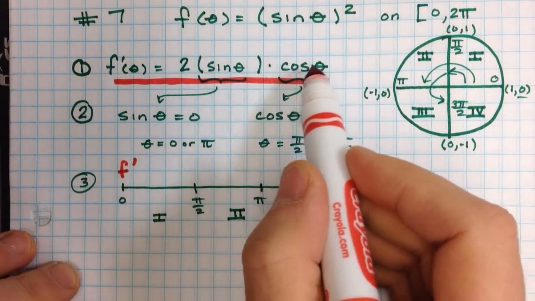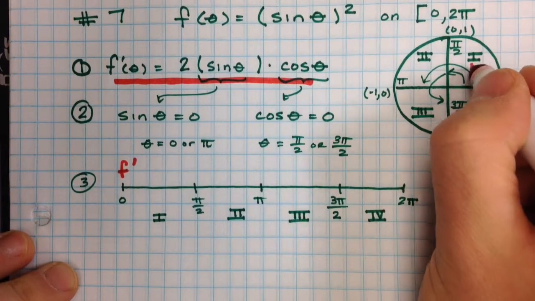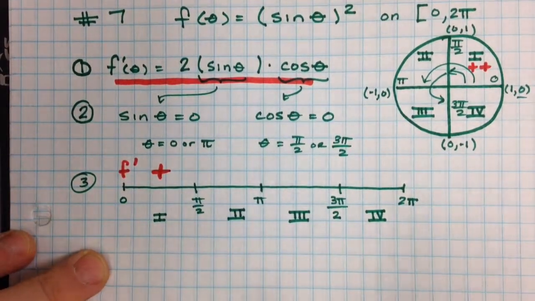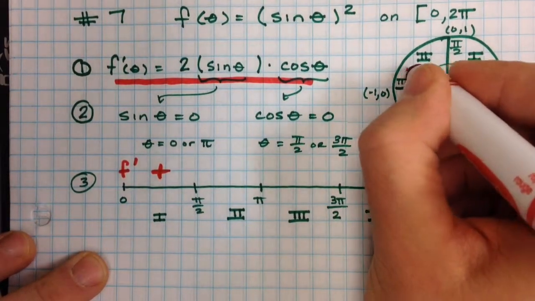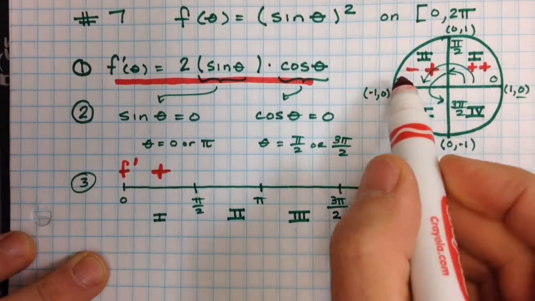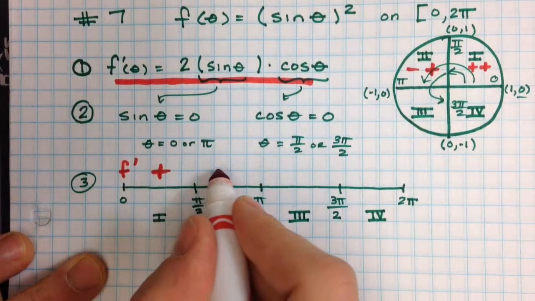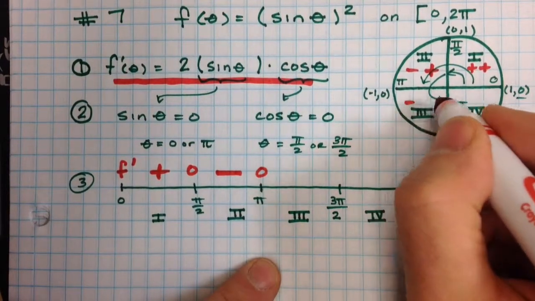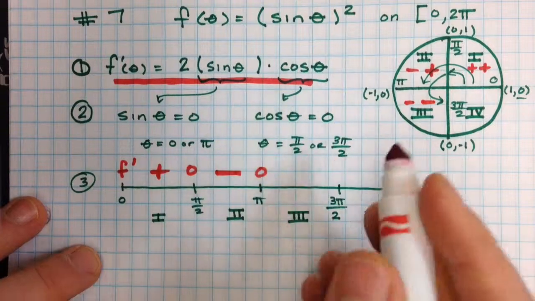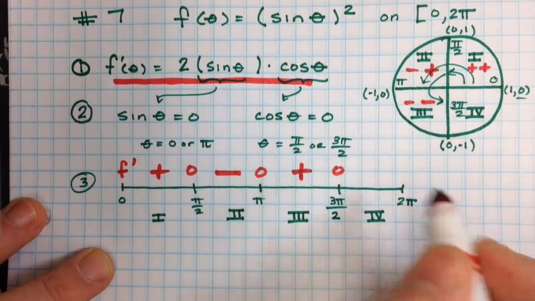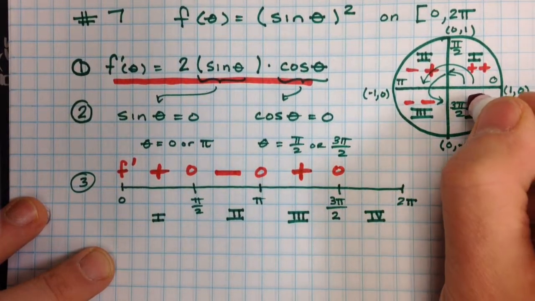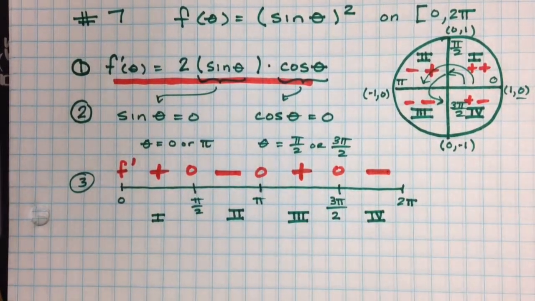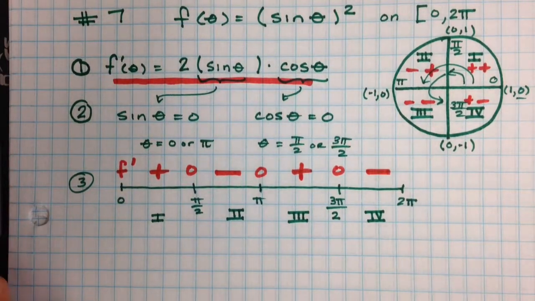So sine and cosine are both positive here in the first quadrant, so when you multiply them, you're going to get a positive. In the second quadrant, cosine is negative and sine is positive. So here when we multiply them together, we're going to get a negative. In quadrant 3, both the sine and the cosine are negative, so that when we multiply them, we're going to get a positive. And then in quadrant number 4, the cosine is positive, but the sine is negative. So when we multiply them together, we're going to get a negative. So here's our sign chart.